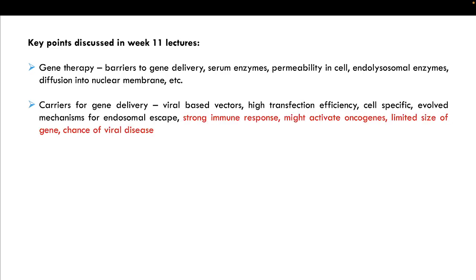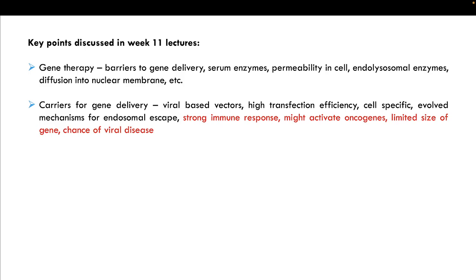So to deliver genes, we have two different carriers. First is viral based vectors. We know that viruses inject their genetic material into a cell, and they could integrate it into the cell's genome, or it can exist as extra chromosomal DNA, and in that way they just use the cell's machinery to make more proteins.